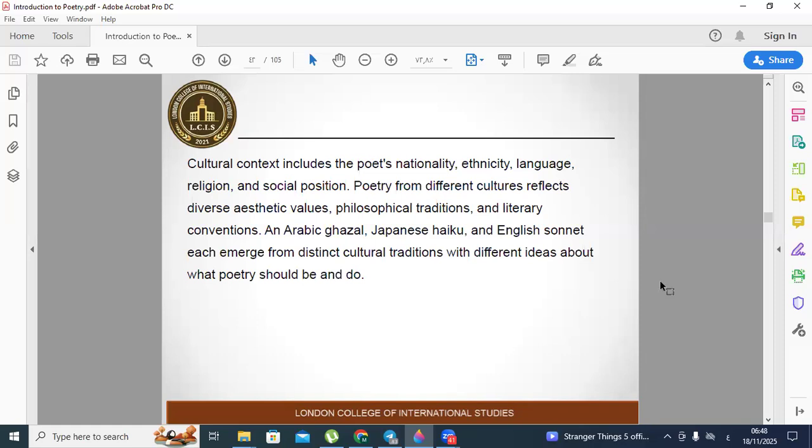Arabic poetry values intricate rhyme and wordplay. Japanese poetry values compression and seasonal imagery. English poetry in Shakespeare's era valued elaborate metaphor and rhetorical complexity. Understanding these cultural contexts helps you appreciate poems on their own terms rather than imposing inappropriate expectations. A haiku isn't a failed sonnet. It's a different form from a different tradition with different goals.